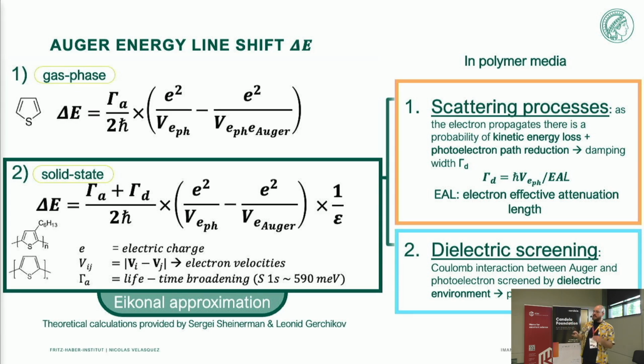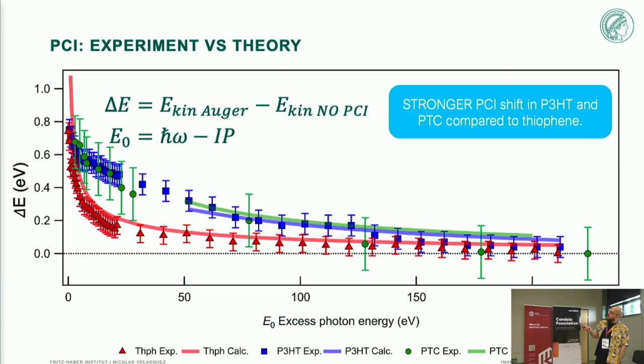Now, on the other hand, dielectric screening: the Coulomb interaction between the outgoing photoelectron and the outgoing Auger electron is going to be efficiently screened because now the sulfur atom is embedded in a polymeric dielectric environment, and this is going to, like I said, efficiently screen the interaction, and this will tend to a decrease of the PCI effect. So this blue shift and distortion of the Auger lines is going to be determined by the interplay of these two terms here, and I will show you now how the experiment is compared against the theory, and we will see that it's a rather satisfactory agreement.